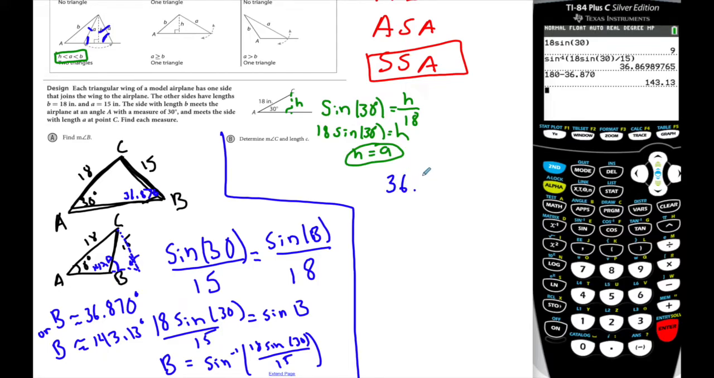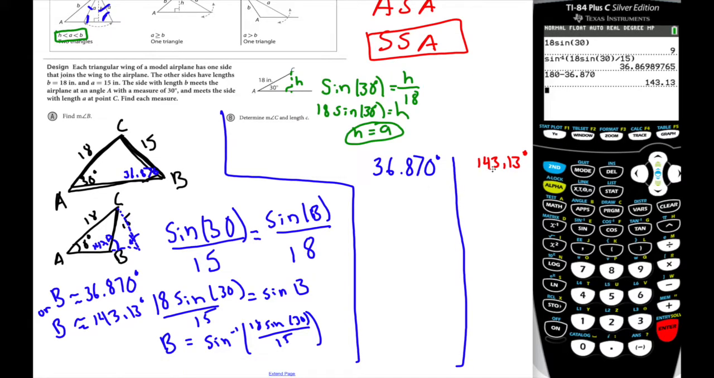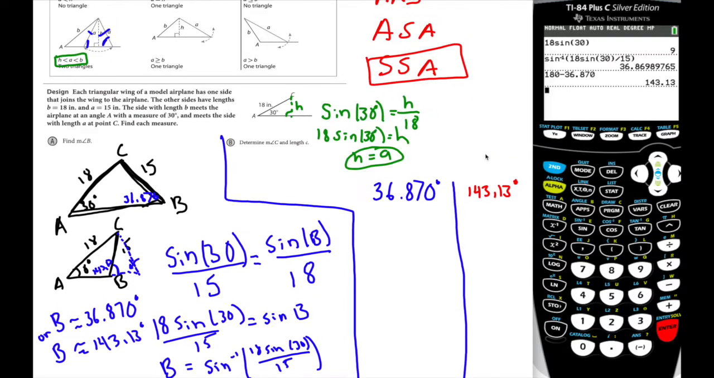In the first scenario, we have when B is equal to 36.870. In the second scenario, we're going to look at when B is equal to 143.13. Okay, because both of these will give us the exact same answer. They'll solve this problem right here. So they're possible answers.